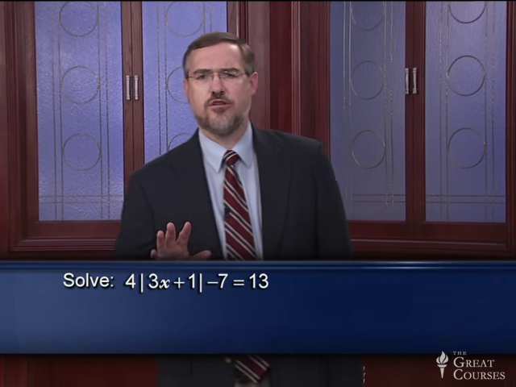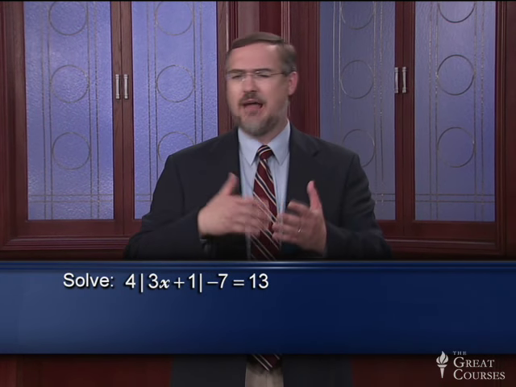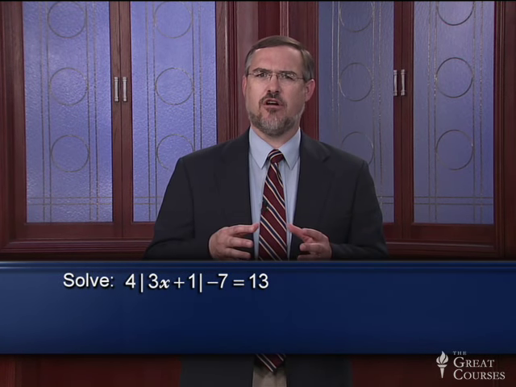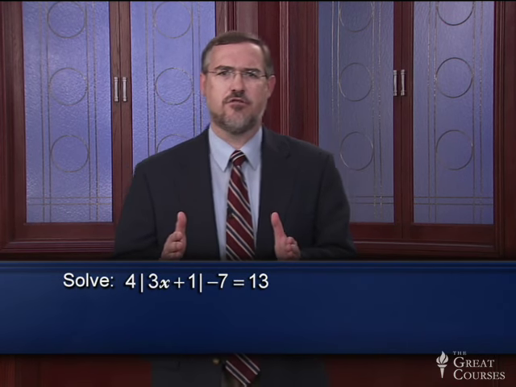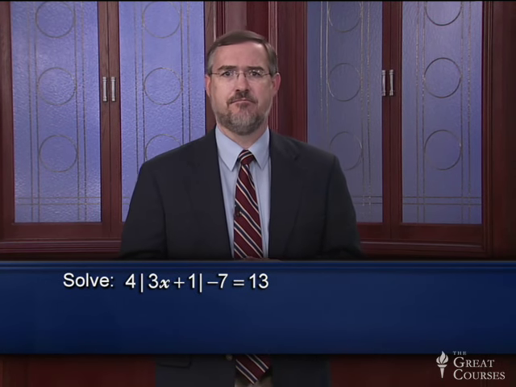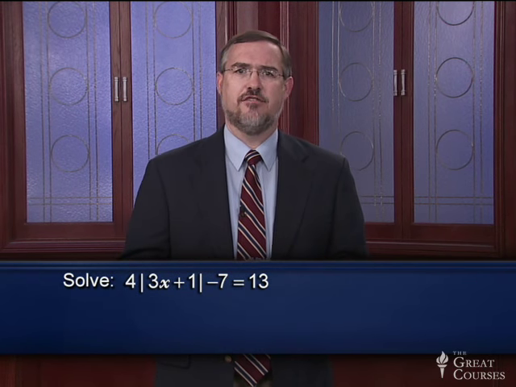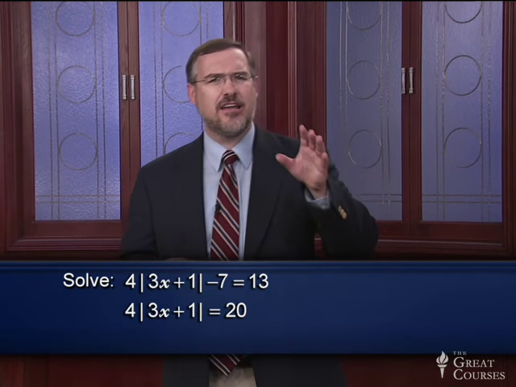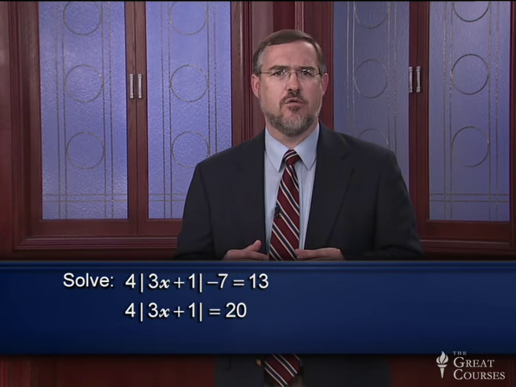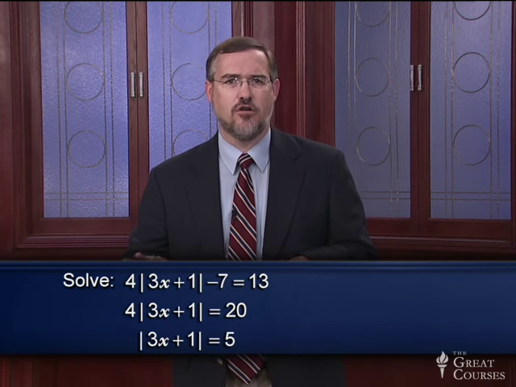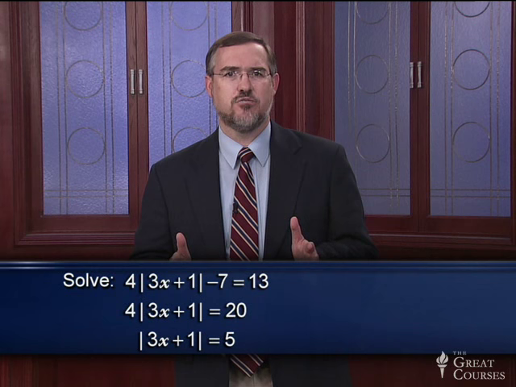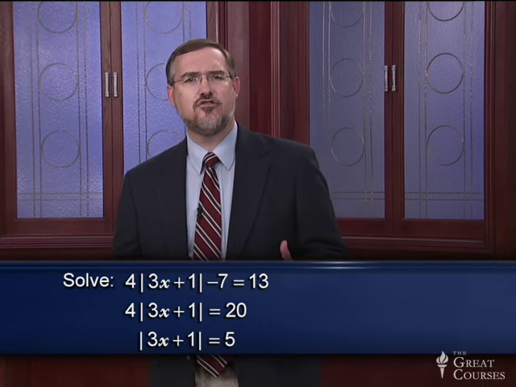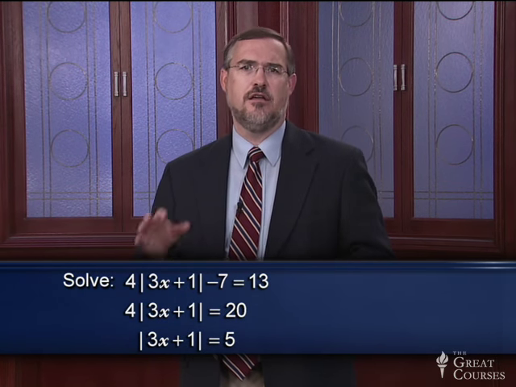So let's start with the original equation and do some algebra that's legal to do to get the absolute value by itself. We started with 4 times absolute value of 3x plus 1 minus 7 equals 13. Let's add 7 to both sides to give me 4 times absolute value of 3x plus 1 equals 20. And now I can divide both sides of the equation by 4. On the left-hand side, the 4 will go away, and I'll have absolute value of 3x plus 1. And on the right-hand side, I'll have 20 divided by 4, which is 5. So I'm now down to an equation, absolute value of 3x plus 1 equals 5.